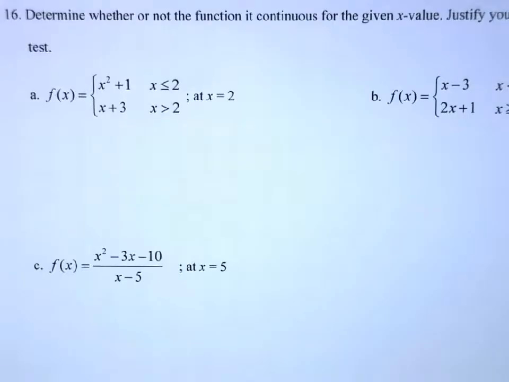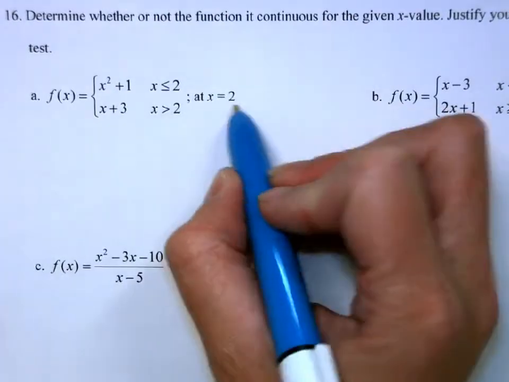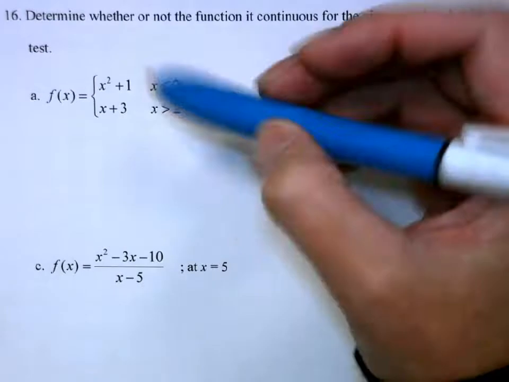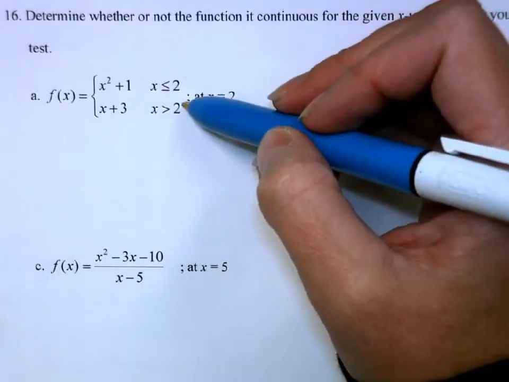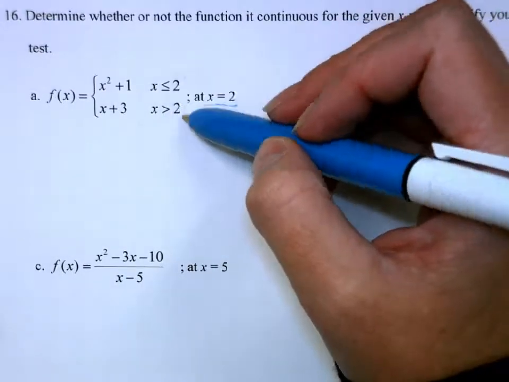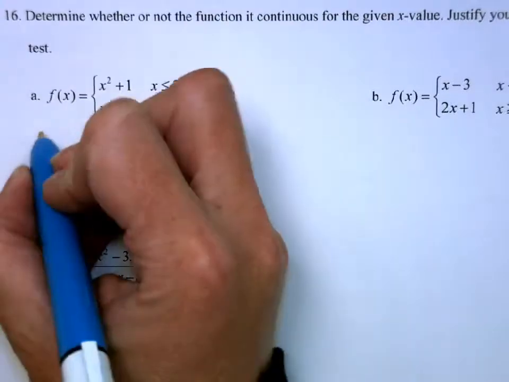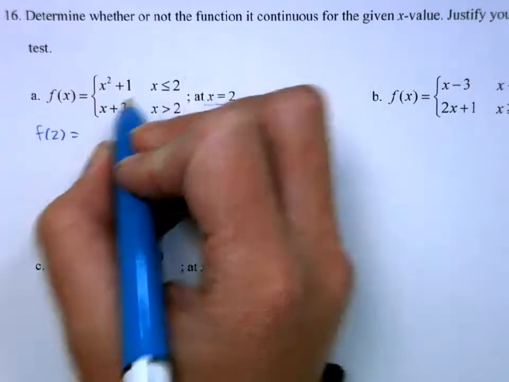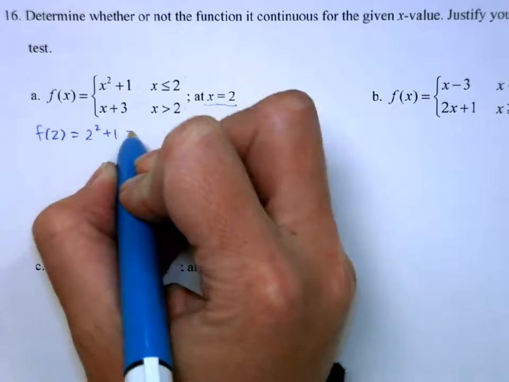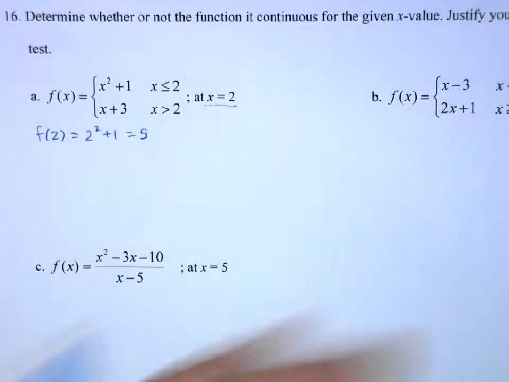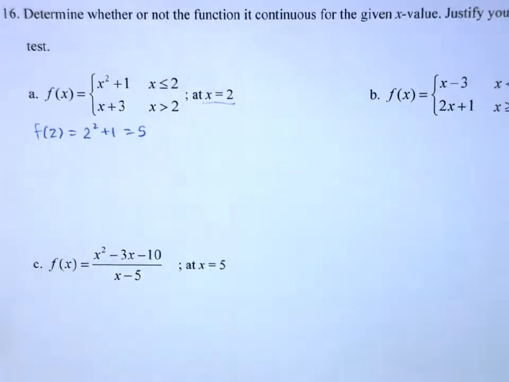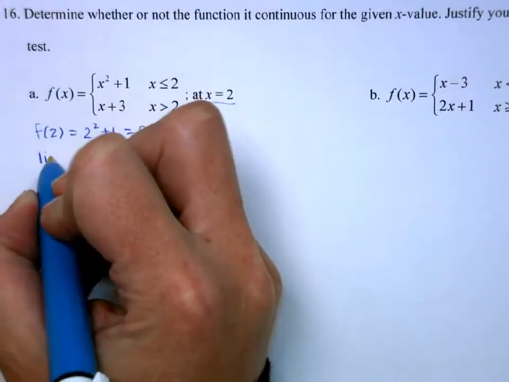Next, we're going to determine continuity from an equation. So we're going to use the definition of continuity to determine if these are continuous or not at our specific value. So at 2, we have the potential of being discontinuous at the boundary. So first, f of 2 is just going to be 2 squared plus 1, so that's 5. So it passes the first part of the definition. Next, we want to look at the limit. So we're going to have to look at the right-hand limit and the left-hand limit.